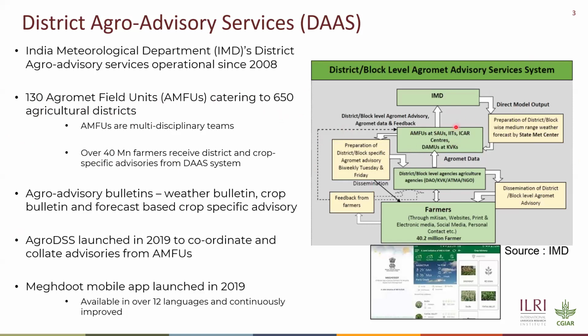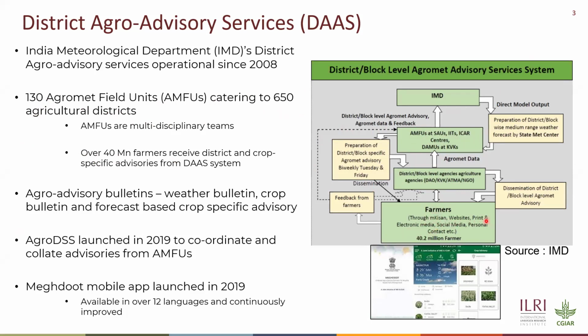So each of these agro-met field units, twice a week on Tuesdays and Fridays, is supposed to come together and look at the IMD's weather forecast issued for those 5 districts that are under the jurisdiction of a given AMFU. And then they are expected to translate that weather forecast into district and crop specific advisories. Once they generate those district and crop specific advisories, Government of India has numerous channels. They have this program called M-Kisan. They have a lot of websites.